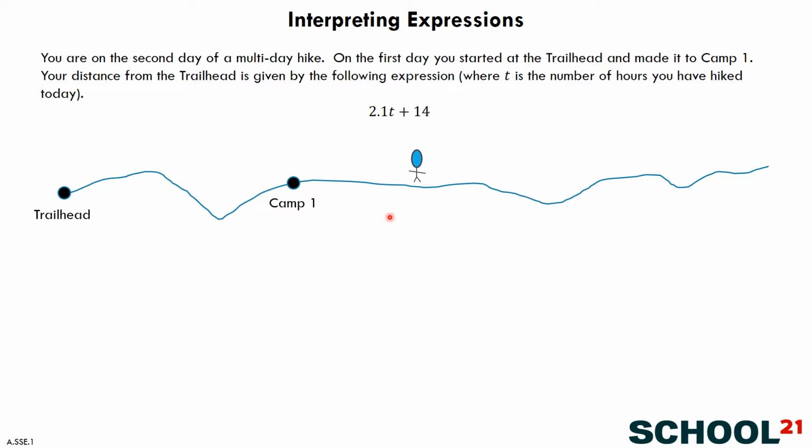And we can kind of see, okay, on the first day, I went from here to here, slept overnight. And now the second day, I'm cruising along. And my distance from the, what does this expression tell me again? My distance from where? From the trailhead. From the trailhead is this right here, right? So let's put that on our drawing too. We're going to have the distance from the trailhead to where I am right now is 2.1t plus 14.